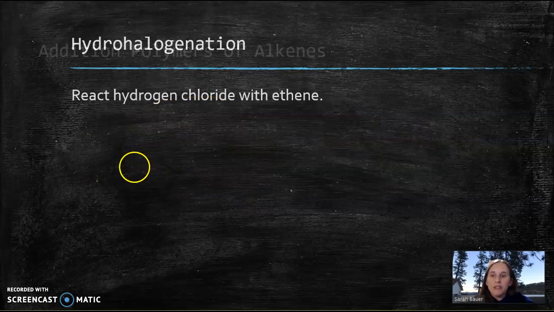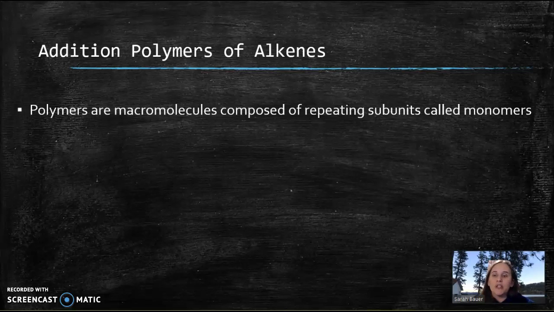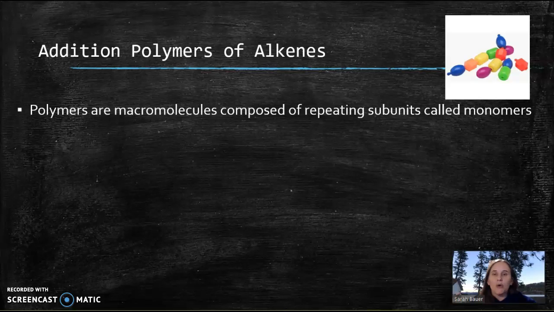So I want to talk just really briefly about addition polymers of alkenes, and there's more detail in another video for you, or in another lecture. So some things to know is you probably are familiar with polymers, but just in case, poly means many. And so polymers are really big molecules, macromolecules that are composed of repeating subunits. So something repeats over and over, or there's a pattern of this one and this one and this one and this one.